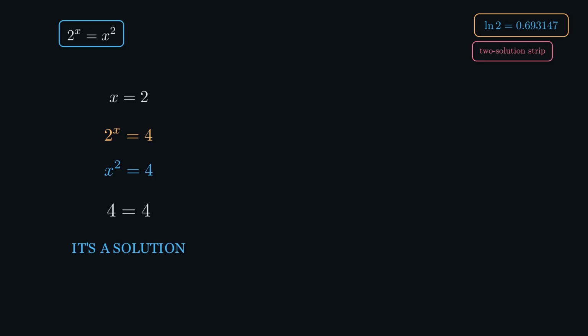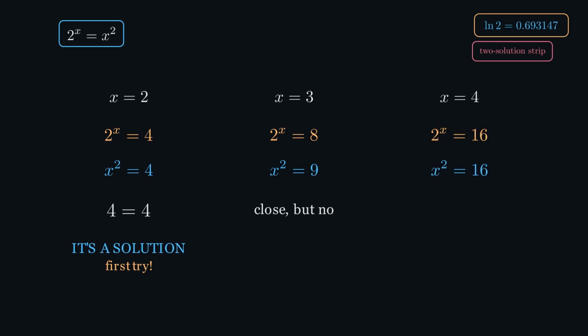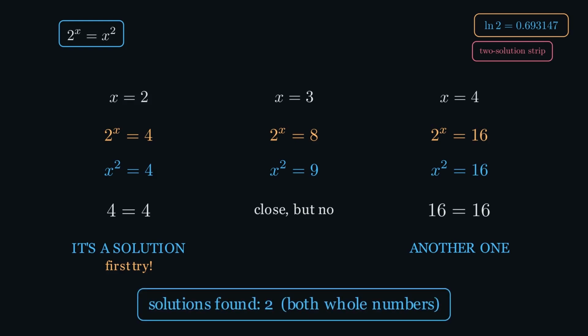First try. x equals 3. 2 cubed is 8. 3 squared is 9. Close, but no. x equals 4. 2 to the 4th is 16. 4 squared is 16. Another one. 2 solutions, both whole numbers, 0 effort. What a friendly little equation.